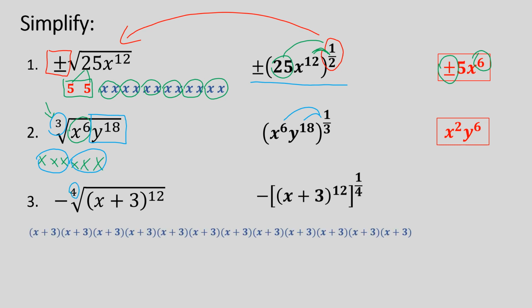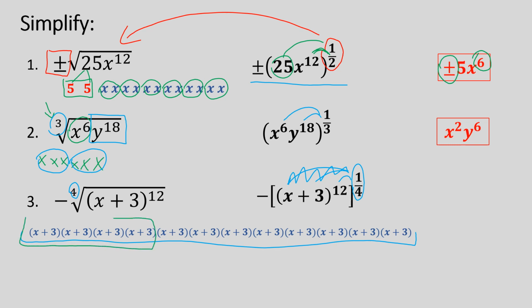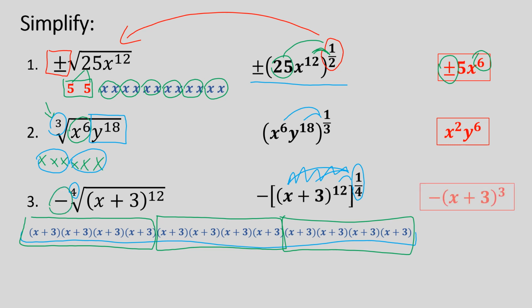Just like these other ones, fourth root means it's to the 1/4 power. And just like before, we're going to multiply those exponents, and it's just going to go to that 12. It's not going to go to everything on the inside. We just multiply those exponents. The reason is if we have 12 of these same parentheses, and we're taking a fourth root, every 4 of them means we get 1 on the outside. So here's 1, here's a second one, here's a third one. So we have x plus 3 cubed. Keep this negative sign since it's out front.